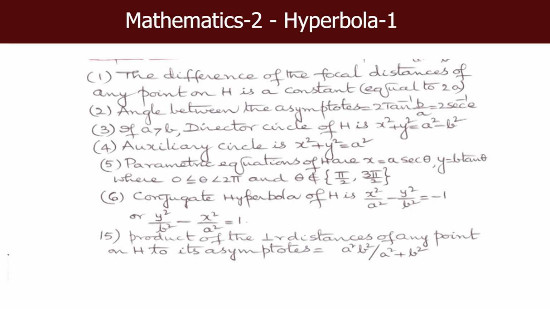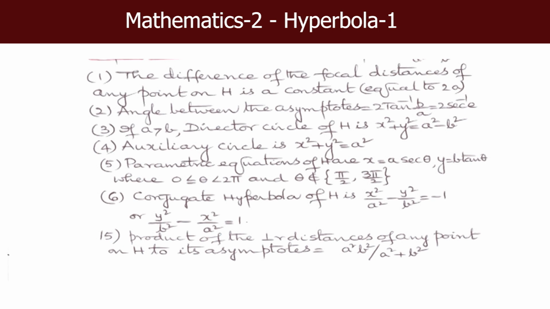Therefore, here is the restriction on a and b for the existence of the director circle: the transverse axis must have length greater than that of the conjugate axis. The equation is x square plus y square equal to a square minus b square. Auxiliary circle, same as in the case of ellipse, x square plus y square equal to a square.